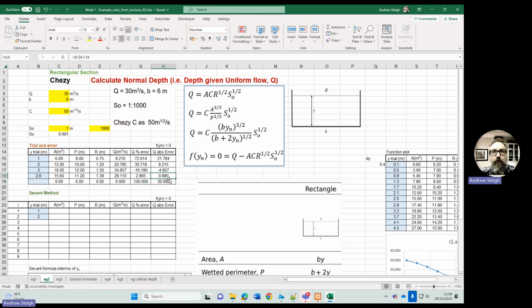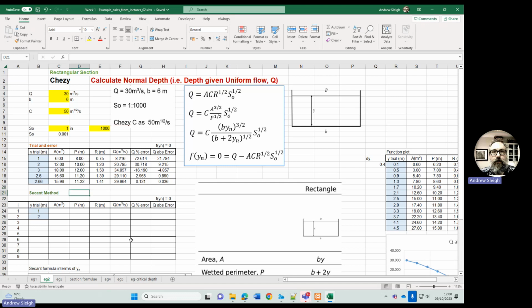Okay, that's really good. We're now in error of 0.89 meters cubed per second. Let's try 2.65. Okay, that's even better. 2.66. Okay, that's really good. So we're less than 1% out, less than half of 1% out. So 29.96 when we wanted 30. We'll leave it at that in terms of the trial and error. Let's go and have a look at how we do this with the secant method.